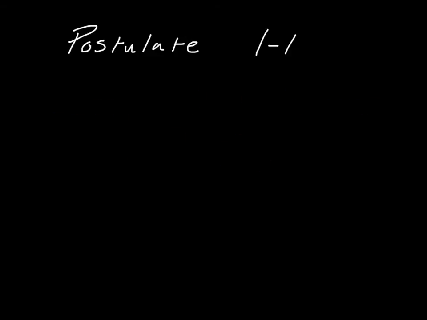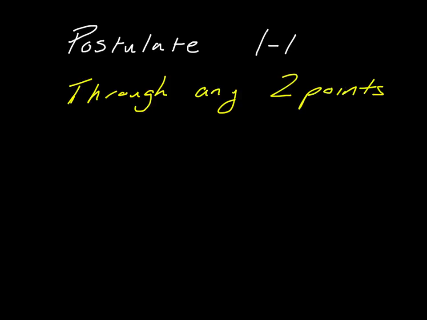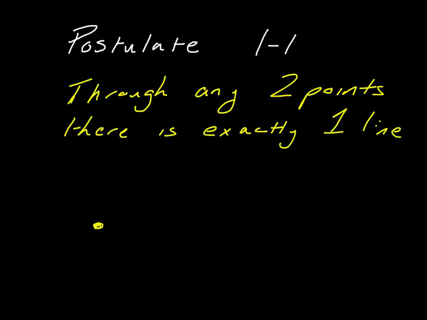Now the first postulate, the fundamental postulate of geometry, is going to be the fact that through any 2 points, pick any 2 points in the world, there is exactly and only going to be one line. So again, through any 2 points, there is exactly one line.